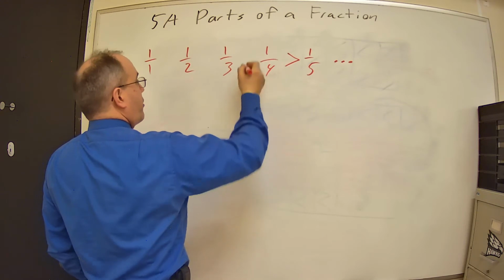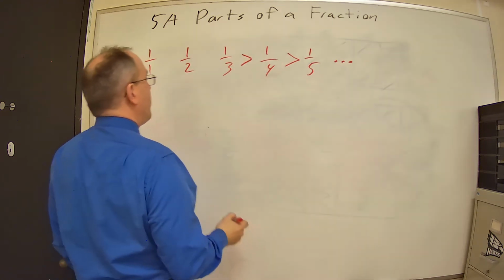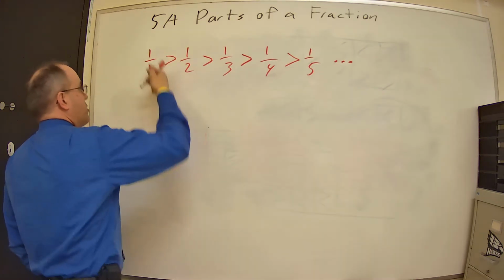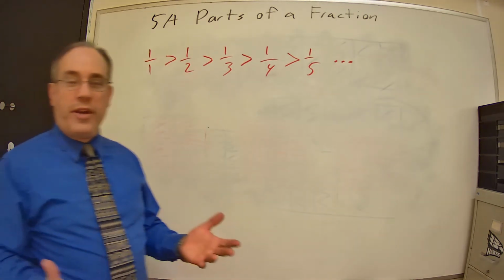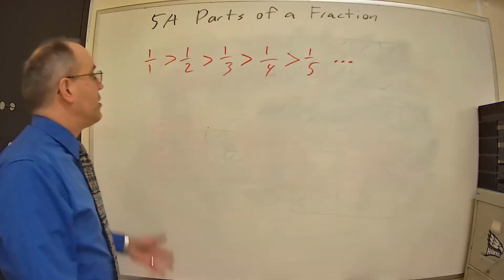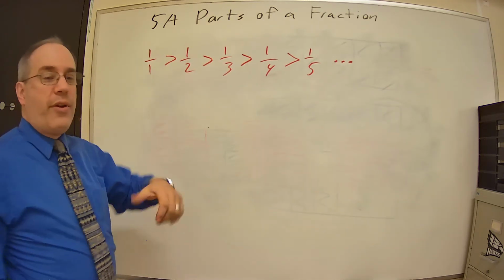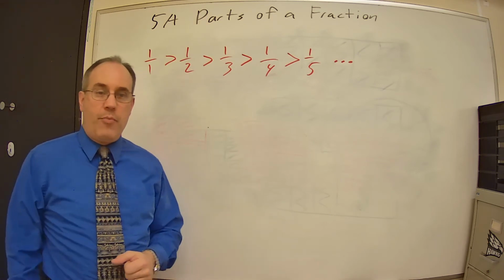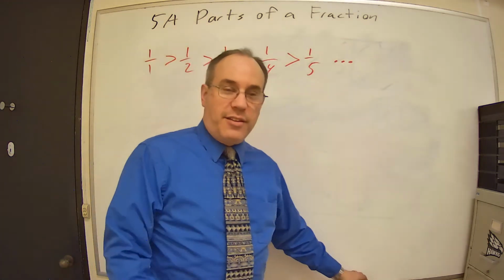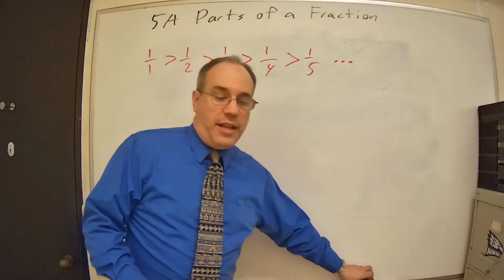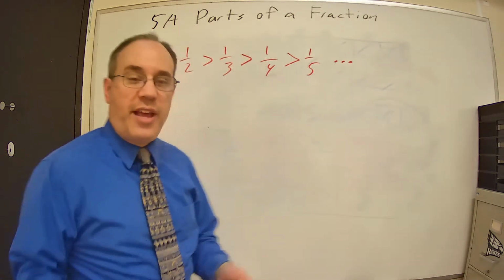So 1/4 is smaller than 1/3. 1/3 is smaller than 1/2. And obviously 1/2 is smaller than 1/1. If we only break it into one piece, you get a bigger amount. So that's a comparison if you're dealing with 1 over a number. It gets a little more complicated when you start taking multiple pieces of it. Let's say we compare 4/5 and 3/4.